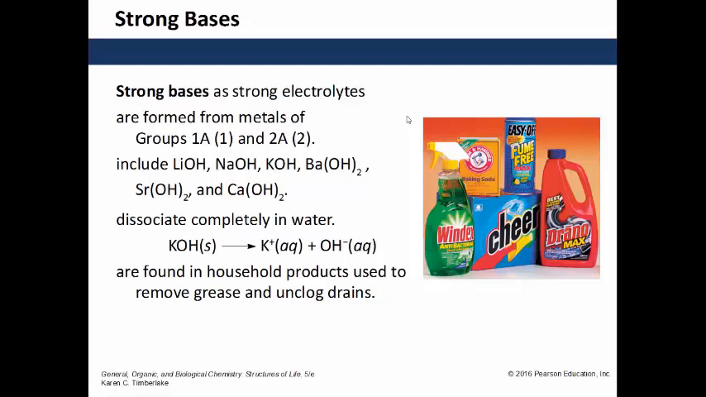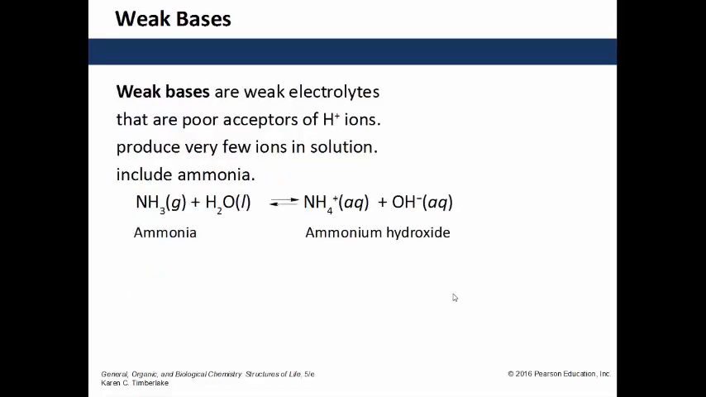Alright, now we'll move on to strong bases. These are strong electrolytes that are formed from the metals of groups 1A and 2A, and also include this list of compounds: lithium hydroxide, sodium hydroxide, potassium hydroxide, barium hydroxide, and so on. Because they're strong bases, they will completely dissociate in water. And these are found in very common household products, such as cleaners and things you'd use to unclog a drain. So, say Windex, Drano, Cheer, all those would have some very strong bases. Now, weak bases are weak electrolytes, and these will be very poor acceptors of hydrogen ions because they produce very few ions in solution.